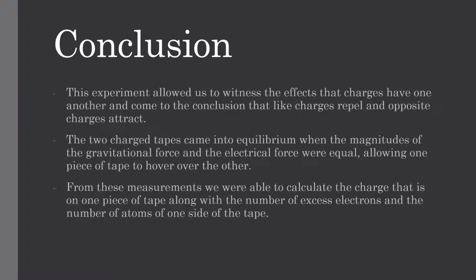In conclusion, the experiment allowed us to witness the effects that the charges have on one another and come into the realization that opposite charges attract while like charges repel one another. The two charged tapes came into equilibrium, which allowed one piece of tape to hover over the other. Then, from these measurements, we were able to calculate the charge that is on one piece of tape, along with the number of excess electrons and the number of atoms on one piece of tape.